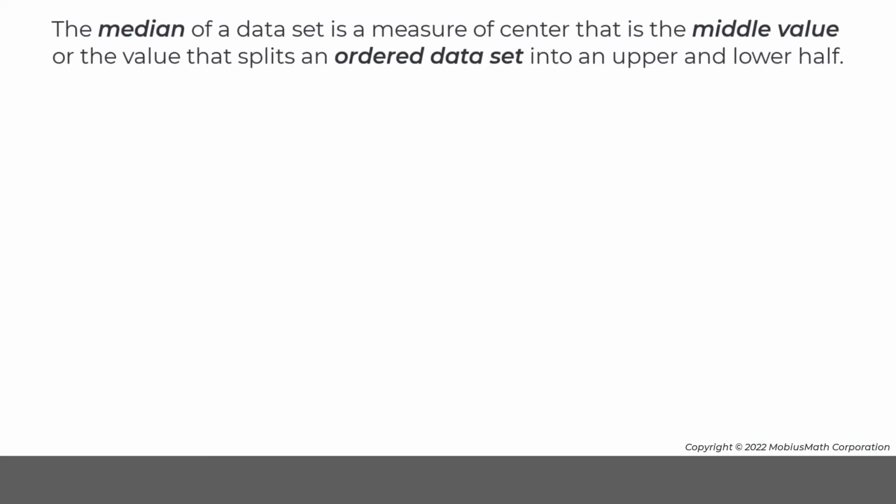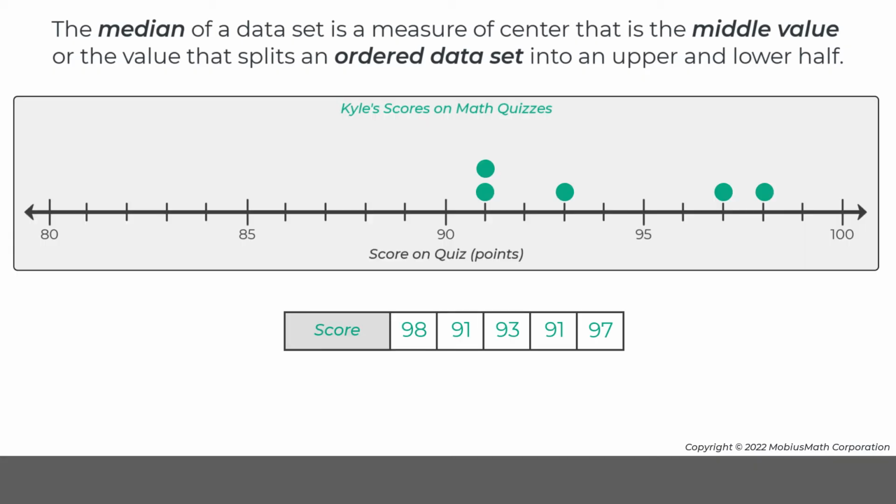The median of a data set is the measure of center that is the middle value, or the value that splits an ordered data set into an upper and lower half. For Kyle's math quiz scores, the 5 scores can be ordered from least to greatest. When the number of values in the data set is odd, pairs of values in the data set can be marked off until the middle value, or median, is the one remaining value.